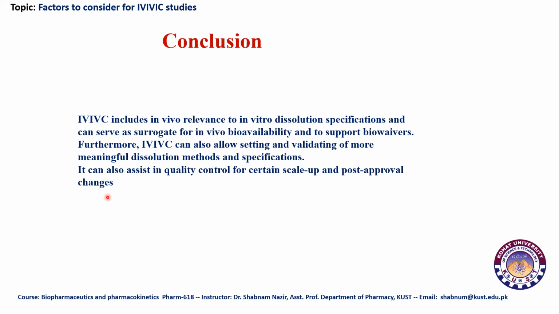The last one means that sometimes a product is developed, but the manufacturing company wants to bring some changes in its excipients or its manufacturing style. That is what you call scale-up and post-approval changes. That could be easily brought about in the presence of an IVIVC model. This could happen easily.